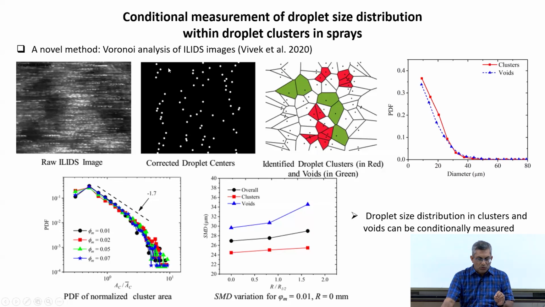now you not only get the position of the particles or droplets, but you also know the size of individual droplets. So, now if we do Voronoi analysis on this, then we know which are clusters, and now we know the size in clusters, and that is what was done. And here you can see the difference in the size distribution. This shows the droplet size distribution in voids and in clusters, and you see that they are not the same.